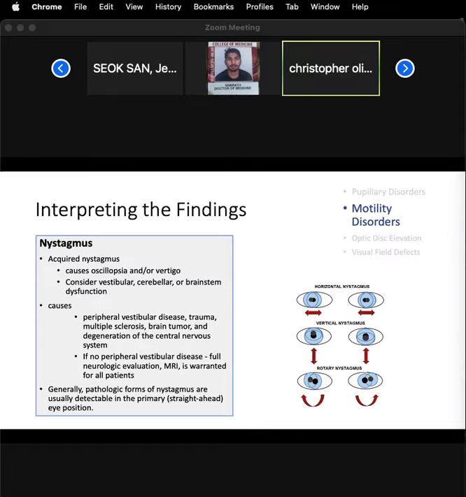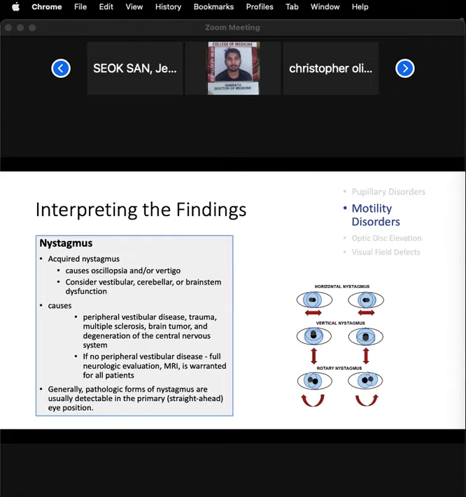The acquired nystagmus is the type of nystagmus that causes oscillopsia or the patient with dizziness. So for these cases, if it's acquired nystagmus, meaning he or she didn't have that before, and when you examine, you consider peripheral vestibular disease. It can be due to trauma, multiple sclerosis, brain tumor, degeneration of the CNS. If there is no peripheral vestibular disease, then you will have to do a full neurological evaluation and MRIs for it.